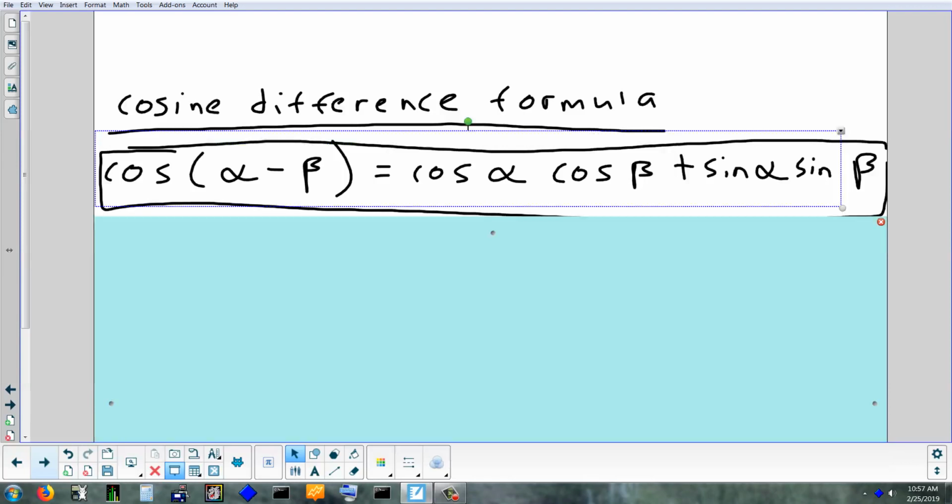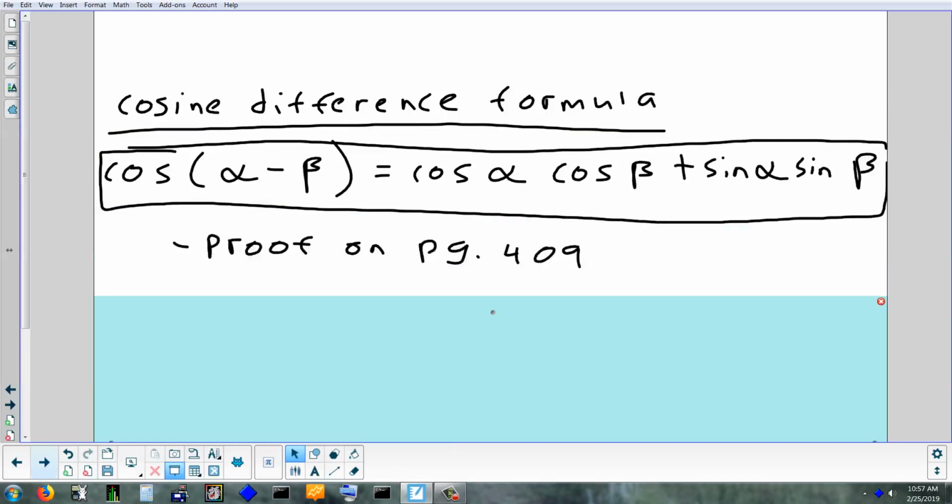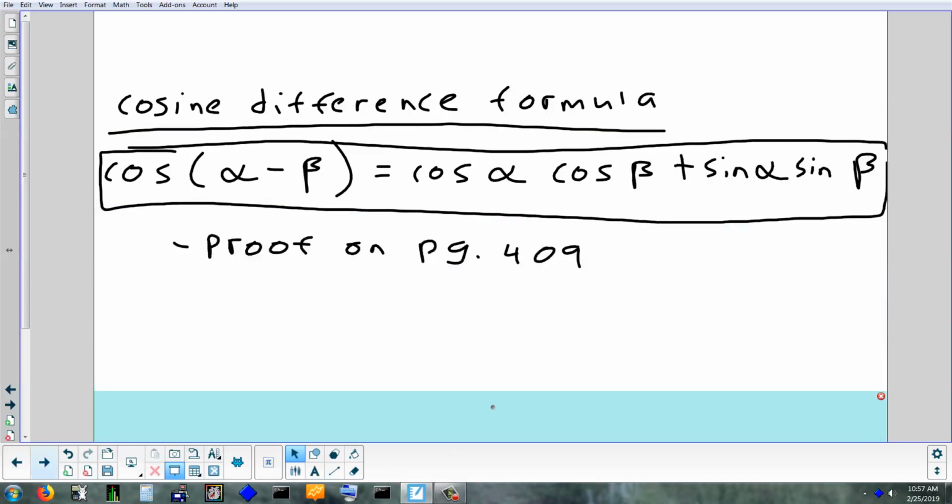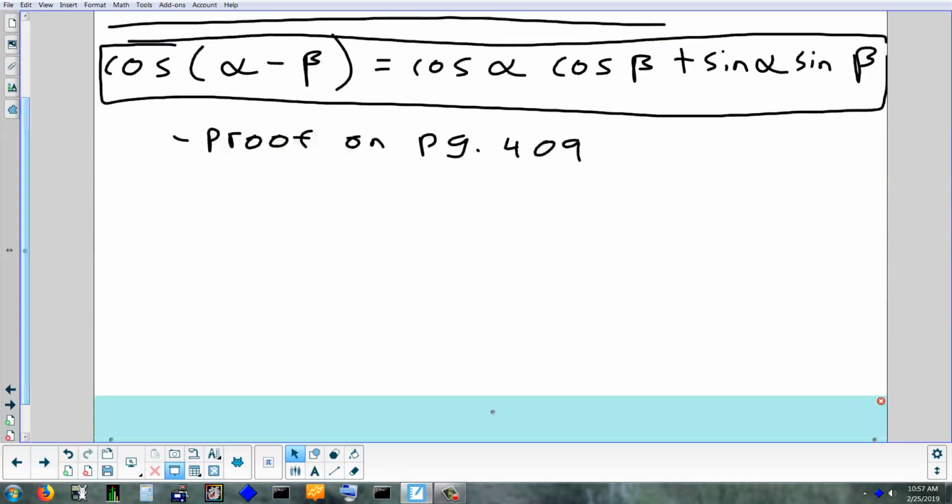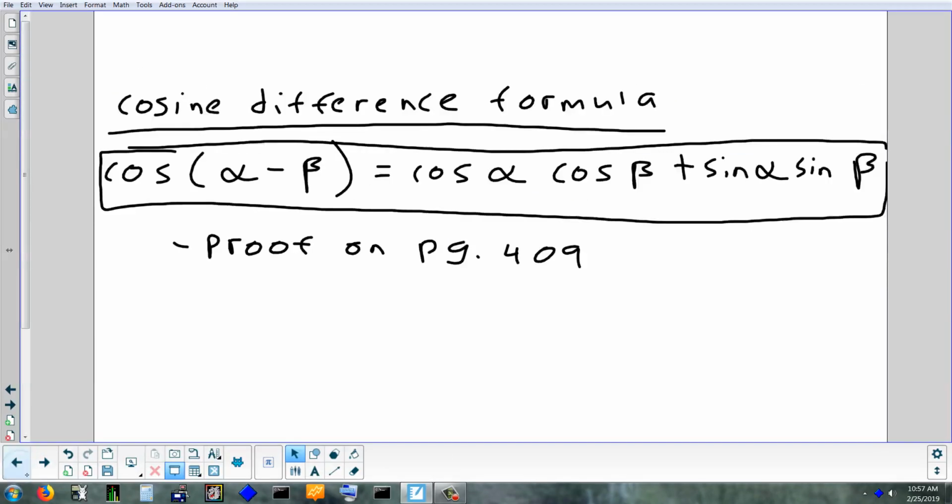All right. So if you have the cosine of a difference, it's the cosine of the first. I could just call alpha the first and beta the second. Cosine first, cosine second, plus sine first times sine second. And you just do that calculation out. Again, the proof is on page 409. We're going to skip over that. Okay, and we're going to jump right into an example. Does everybody have that formula?